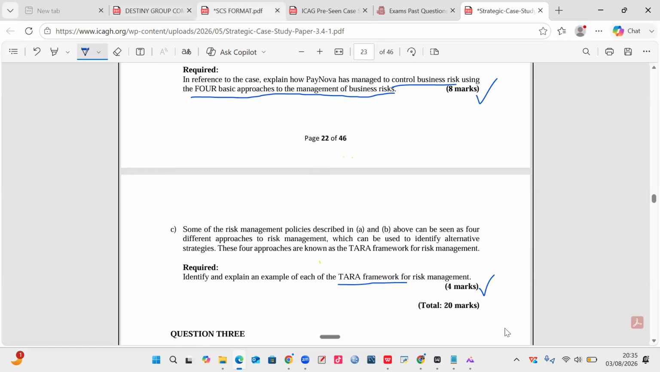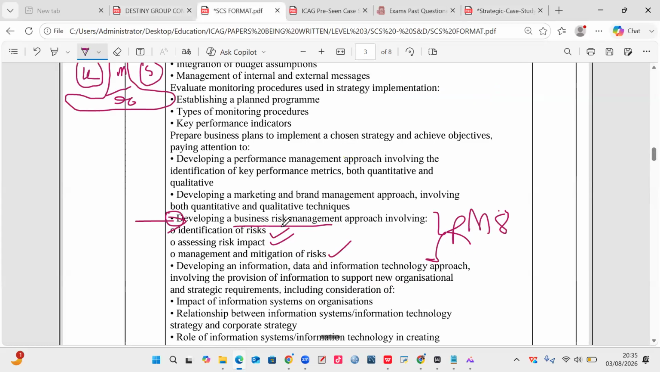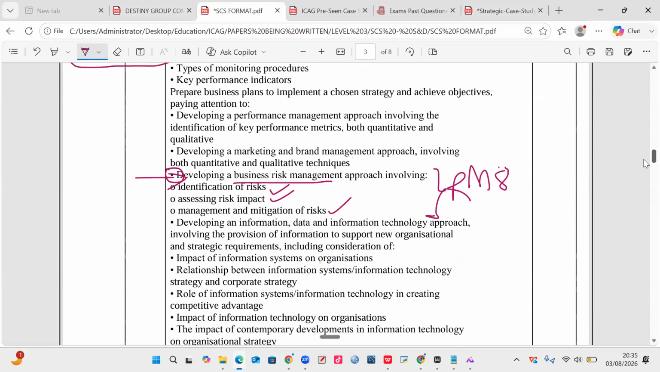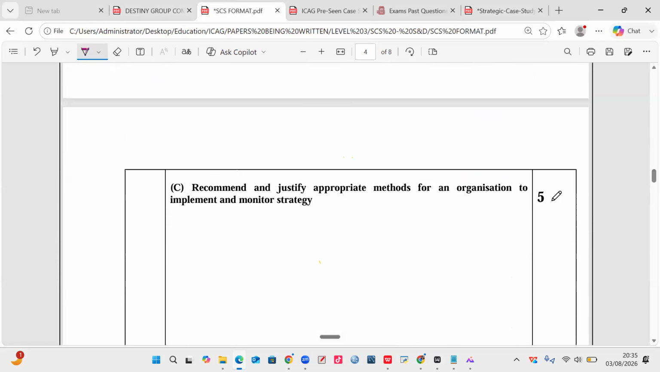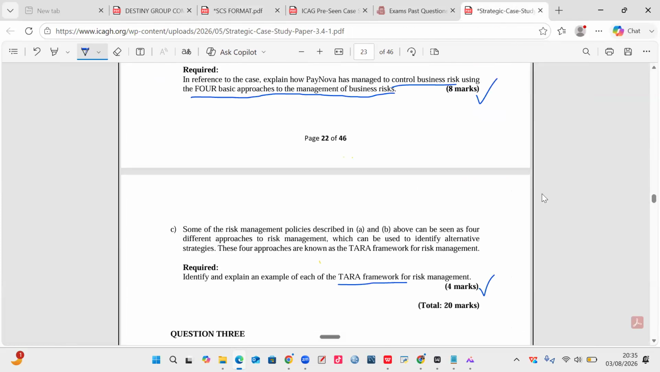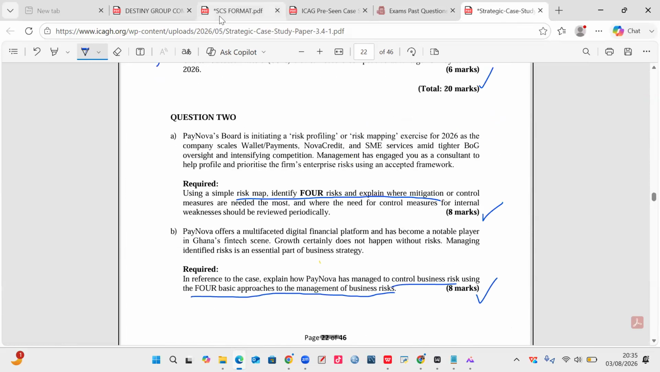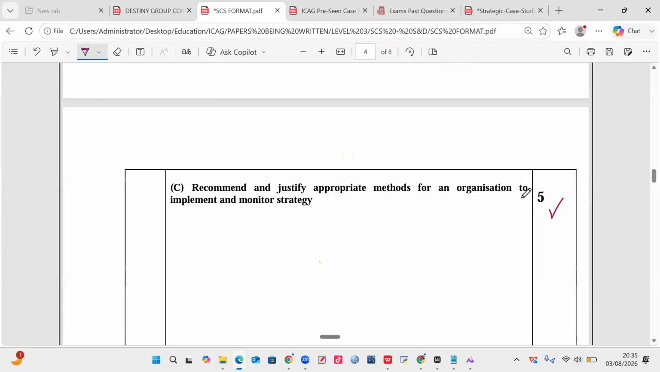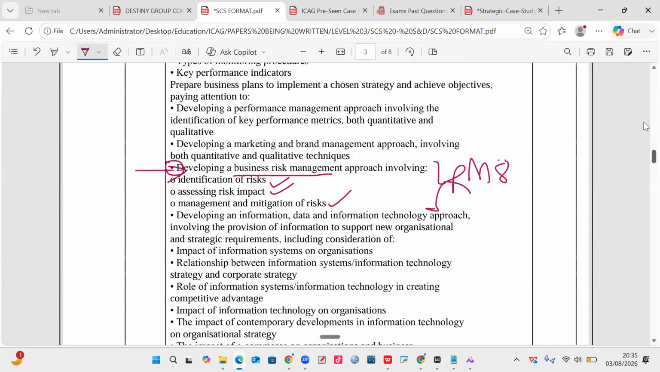Very good. So when we come here, all the questions were on risk and the TARA framework. Now let's look at the C. This question is 5 marks: Recommend and justify appropriate methods for implementing and monitoring strategy. So what they chose was that for this 5 marks, they didn't introduce it separately. They rather merged all of them into the same question, into the 20 marks. The minor strategy was like risk, and this is the TARA framework stuff. So when you add all, you get the 20 marks.